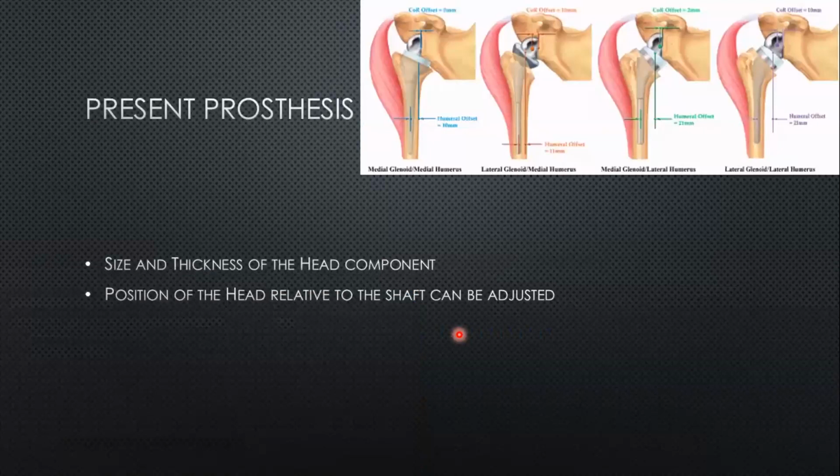Another variation that the present prosthesis has is the variability in the lateralization or medialization of the humeral component and the glenoid component. So you can either have a medial glenoid and humerus, a lateral glenoid and medial humerus, a medial glenoid and lateral humerus, or a lateral one also. So various permutations and combinations we can have depending on the modularity that we've achieved.